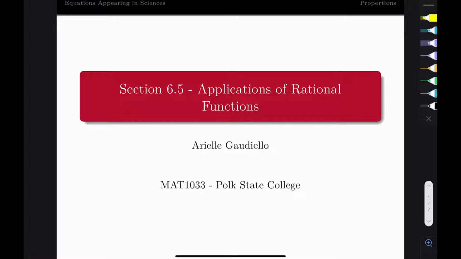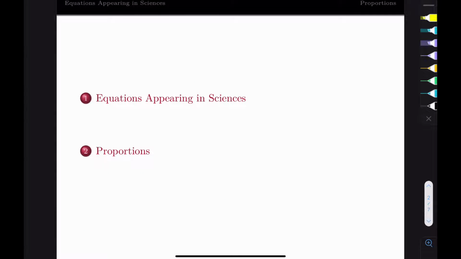So this next section is really just applications of rational functions. So we're going to have some word problems. We're also going to see just kind of how to manipulate some equations. We're going to work through just two kind of topics. First one we're going to look at is just how these rational equations or expressions can appear in our sciences. And then we're also going to talk about proportions.